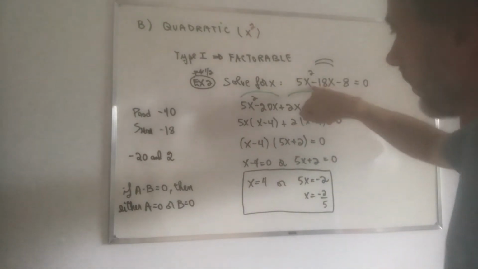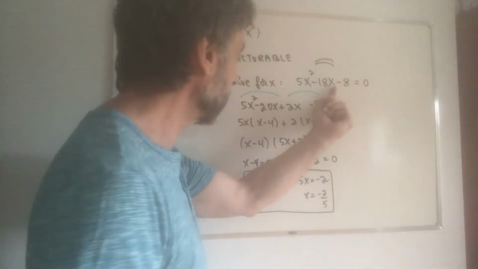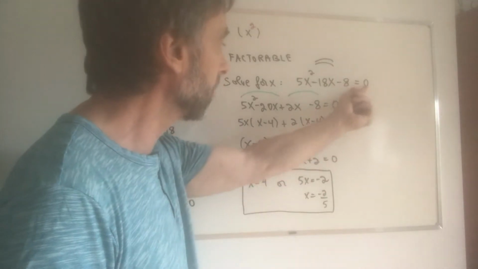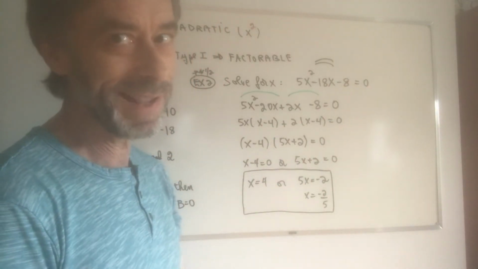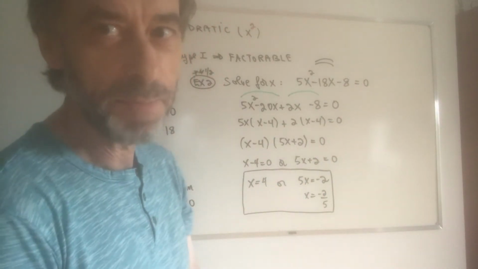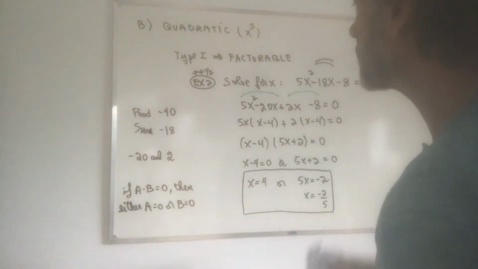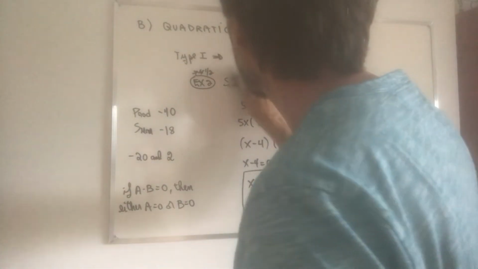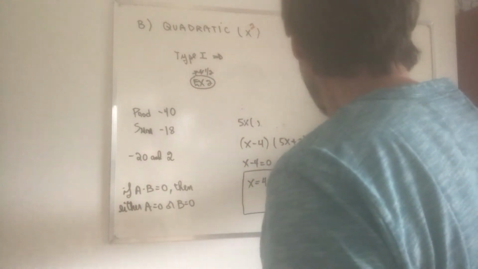Plug them back into the original equation right here, and in both cases, you will obtain 0. If you don't, you made a little calculation mistake. It happens. All right, so that was type 1. Let us take a look at type 2.